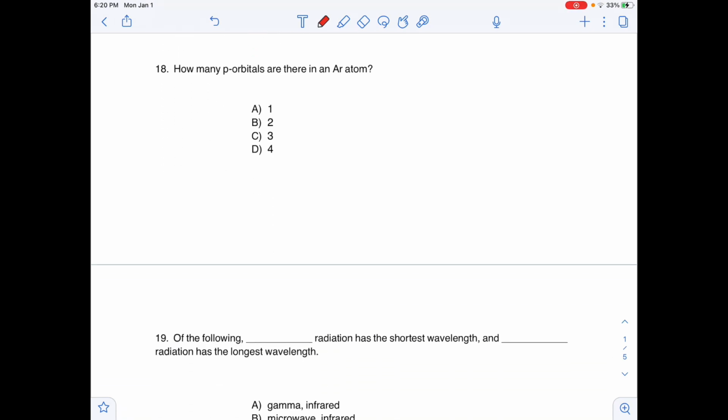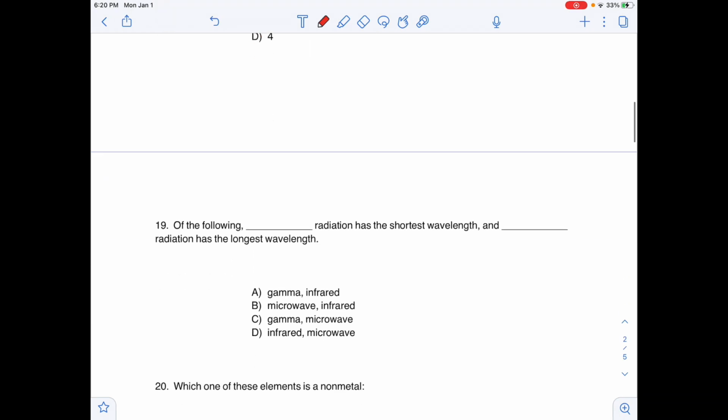For 18, it says, how many p orbitals are there in an Ar atom? So the correct answer for this, and this is something you kind of just have to know, is that there are 3 p orbitals in an Ar atom.